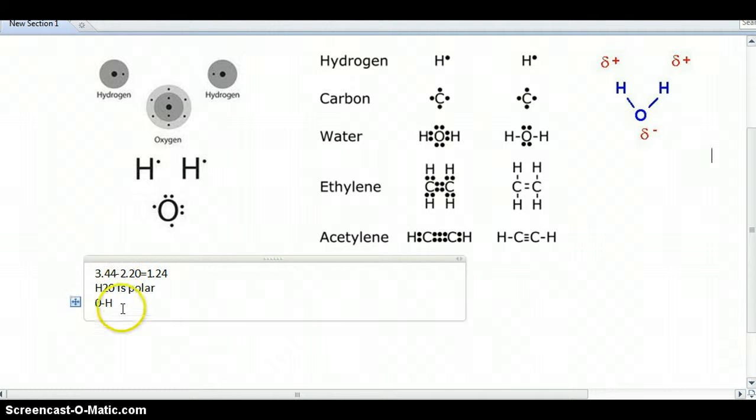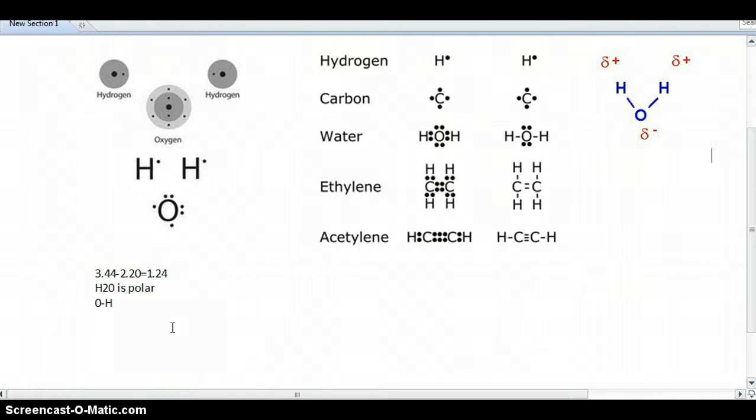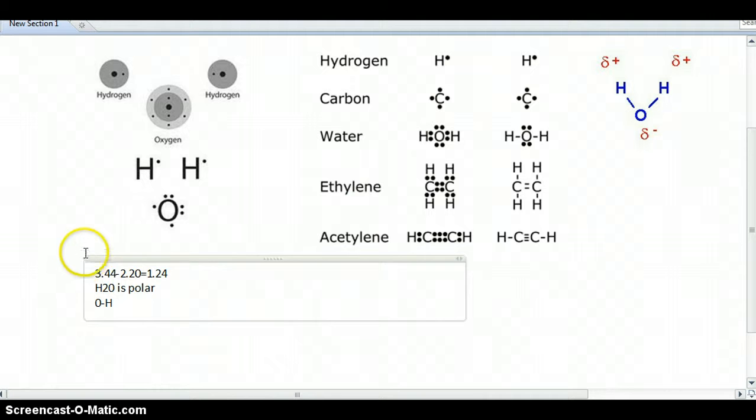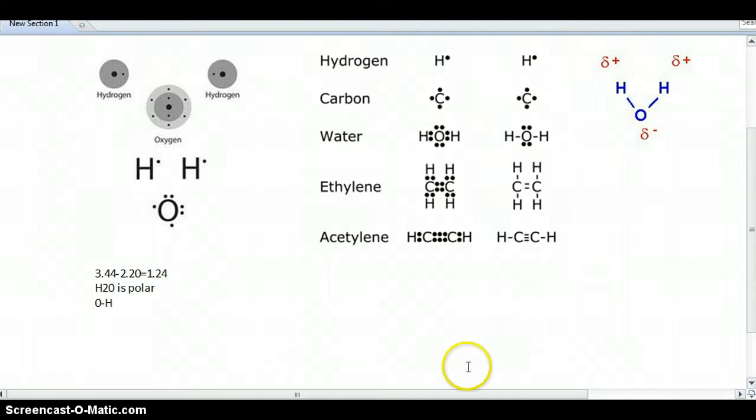We know that by looking at a table that displays the electronegativity of each element. Oxygen has an electronegativity of 3.44, and hydrogen has an electronegativity of 2.20. If you subtract those, you get 1.24, which means H2O is in fact polar, because it's more than 0.99.